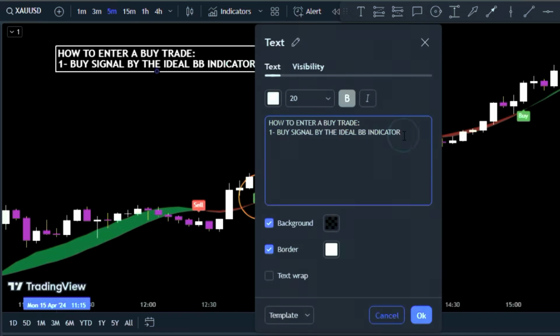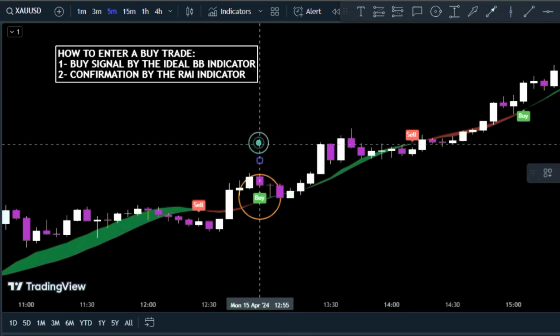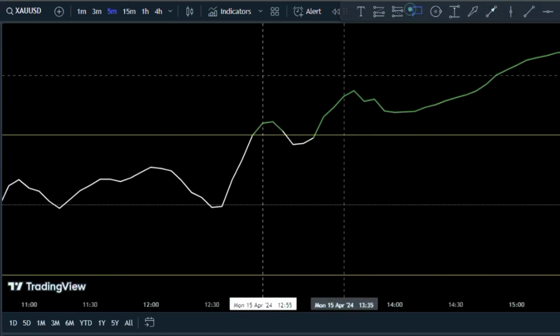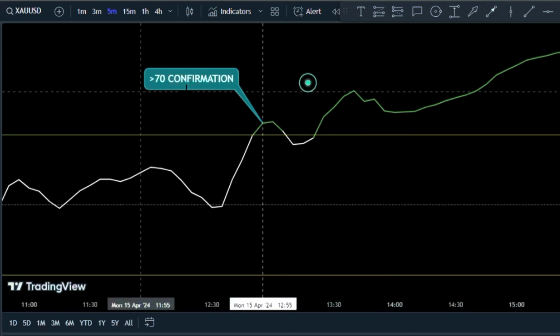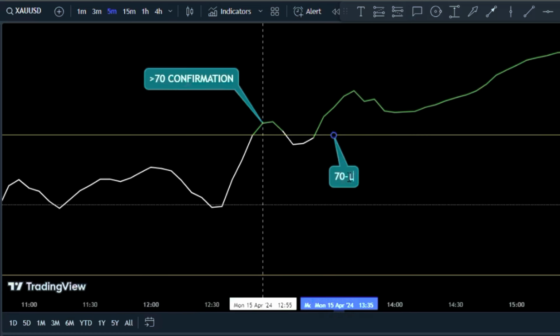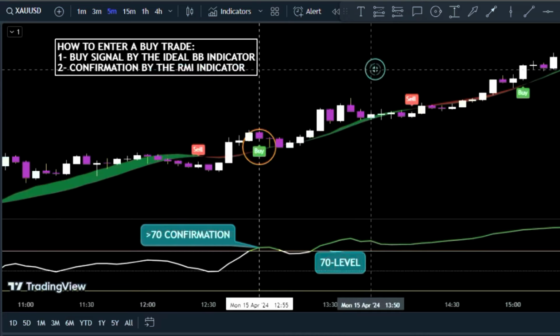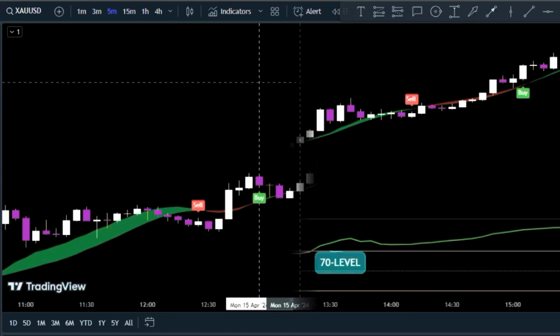Next, seek confirmation from the RMI indicator. The RMI line should be green and above level 70, which suggests enough momentum for a bullish trend. So, once both conditions are met, it's time to open a buy trade.